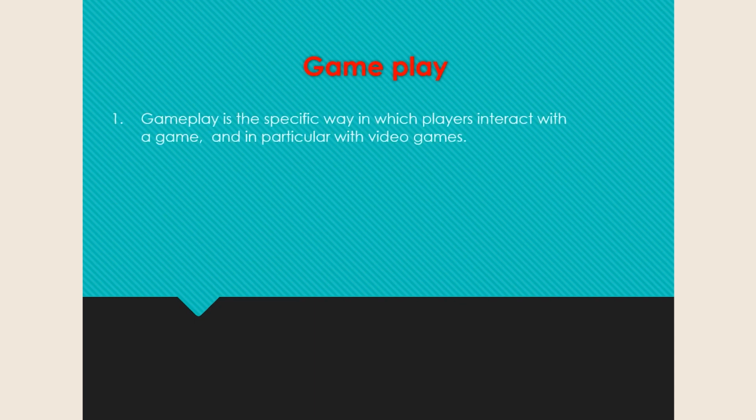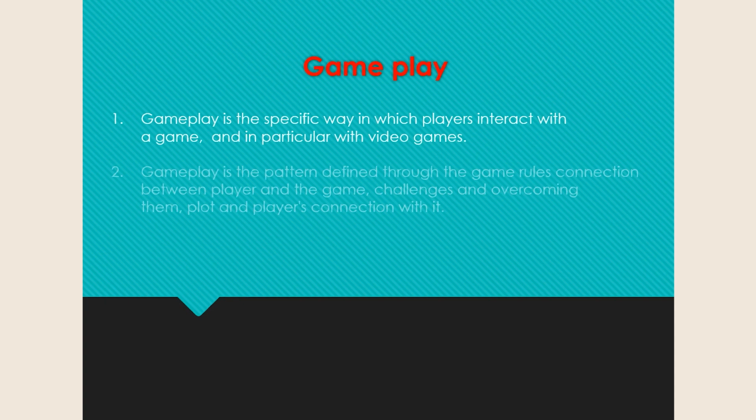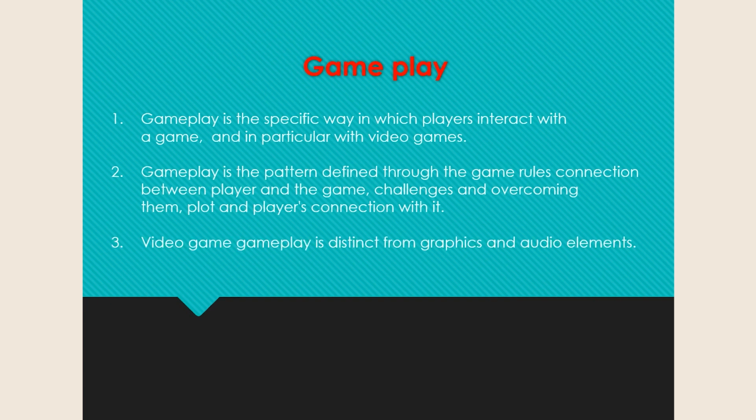Gameplay is the second game element. We are explaining gameplay in the below 3 points. 1. Gameplay is the specific way in which players interact with a game, and in particular with video games. 2. Gameplay is the pattern defined through the game rules, connection between player and the game, challenges and overcoming them, plot and player's connection with it. 3. Video game gameplay is distinct from graphics and audio elements.